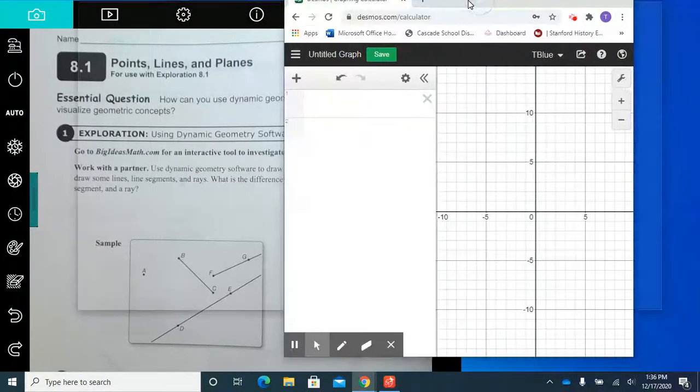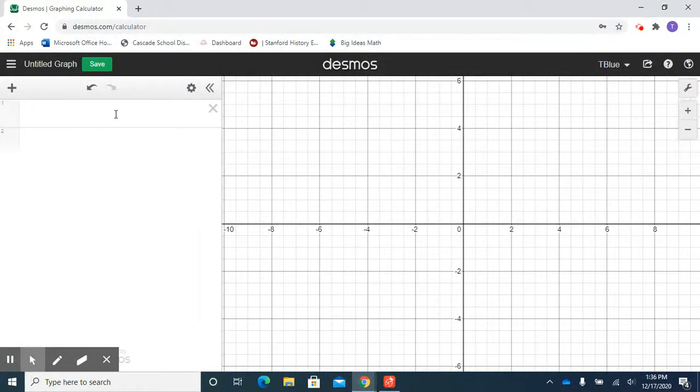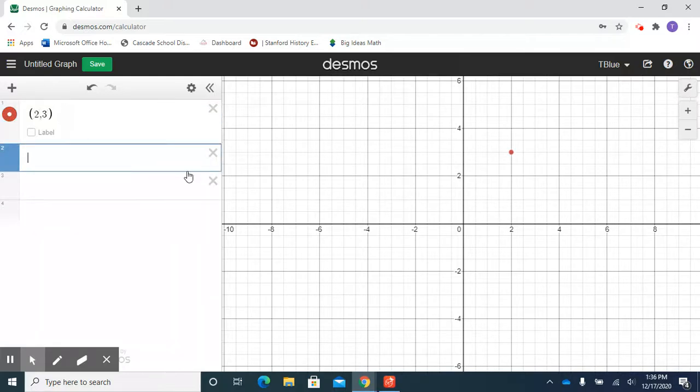And let's start off with just defining a point. A point is simply just a point in a graph. It's just a point. That's it. It's a little point isolated. That's a point, 2, 3.